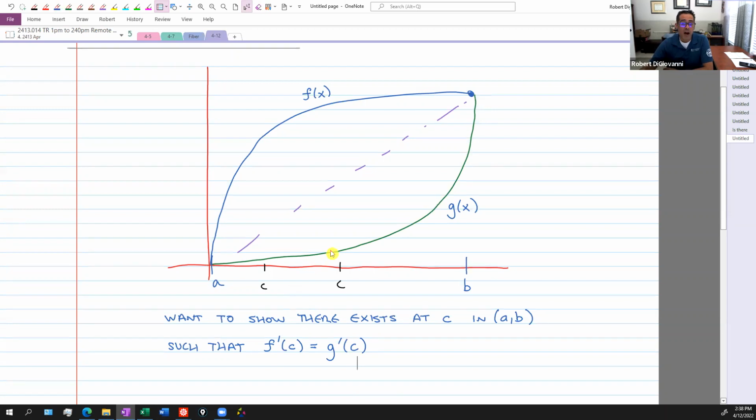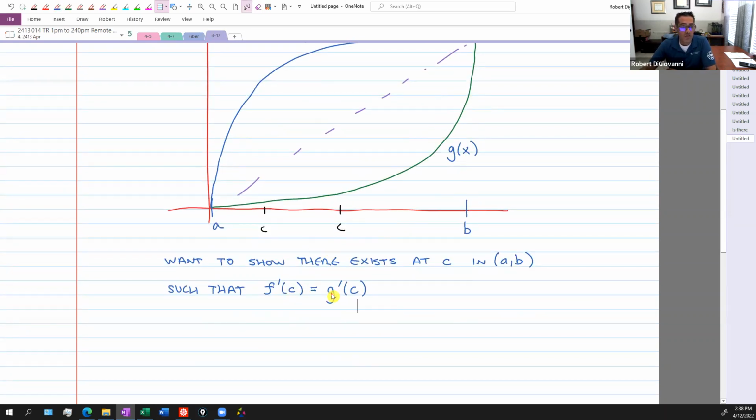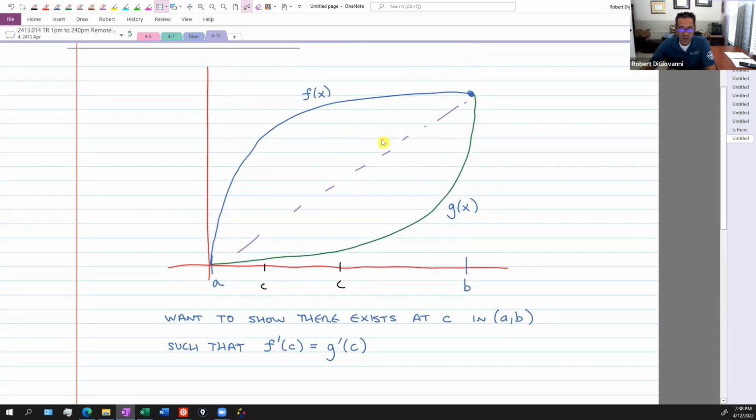Would you be satisfied if I could show you that that's true? That there's some point C in here where these two tangent lines are parallel. The tangent line to f and the tangent line to g, they're parallel to one another, which means they would be going the same speed there, right? Would you be satisfied with that?